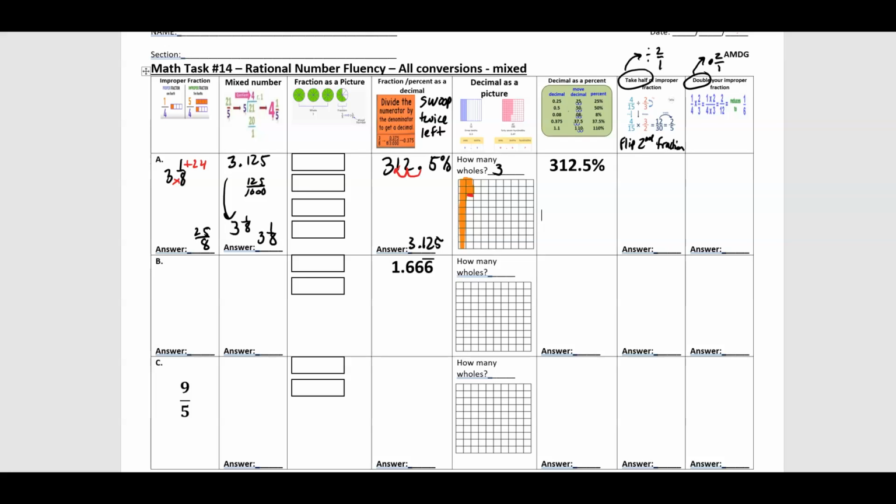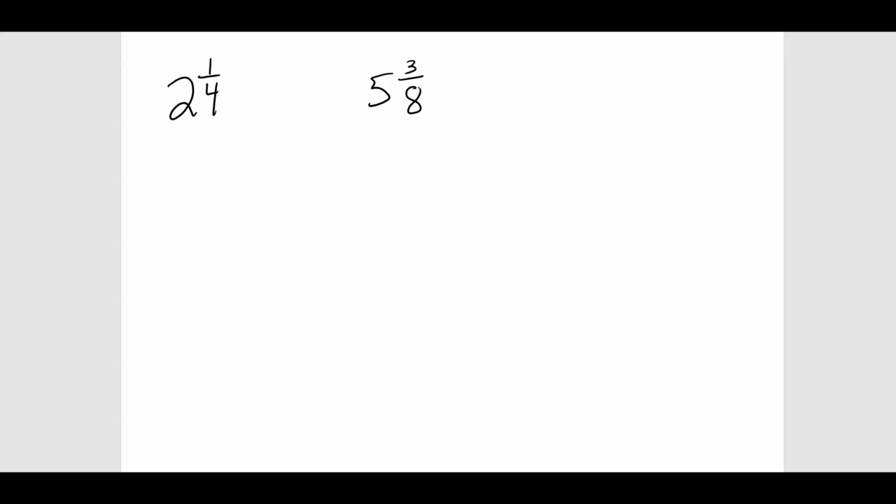In fact, let's pause and practice a few of those right now in a puzzle so that you guys have that down. So first, what's 2 1/4 as an improper fraction? So that's the whole number times the denominator 4, which is 8. Add it to the numerator, you get 9 over 4. Now go ahead and do 5 3/8 as an improper fraction. So you do the whole number times the denominator again, which is 40 this time. Add to the numerator, you get 43 over 8.